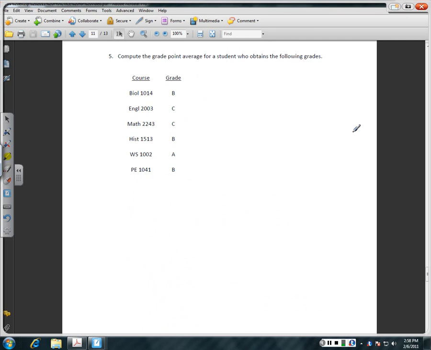We're going to calculate the GPA for a student with the following grades. Remember, the last number in the course number here at Tech is the number of hours. And so if you went 4, 3, 3, 3, 2, and 1, this student's enrolled in 16 hours. So that's the total of hours. And hopefully you know, a B is worth 3 points, a C is worth 2, and 4 for an A.